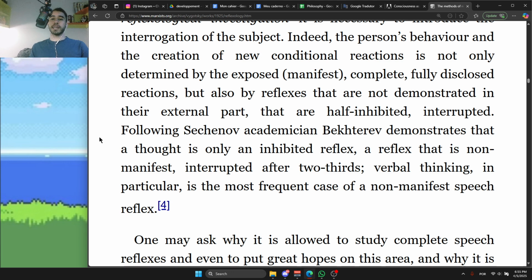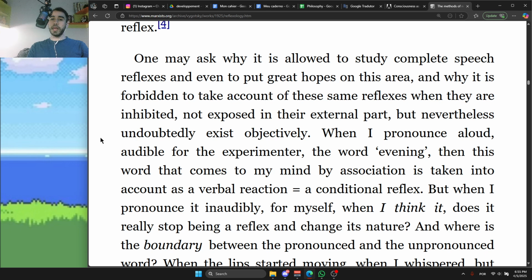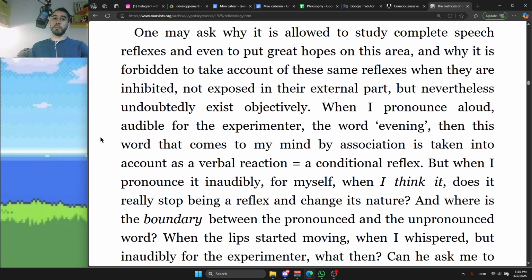Following Sechenov, academician Bekhterev demonstrates that a thought is only an inhibited reflex, a reflex that is non-manifest, interrupted after two-thirds. Verbal thinking, in particular, is the most frequent case of a non-manifest speech reflex. One may ask why it is allowed to study complete speech reflexes and to put great hopes on this area, and why it is forbidden to take account of these same reflexes when they are inhibited, not exposing their external part, but nevertheless undoubtedly existing objectively.